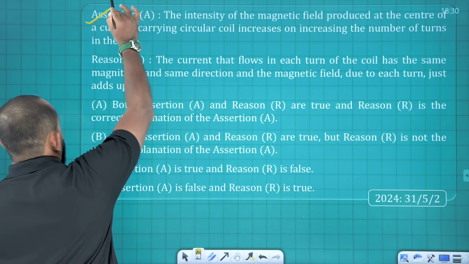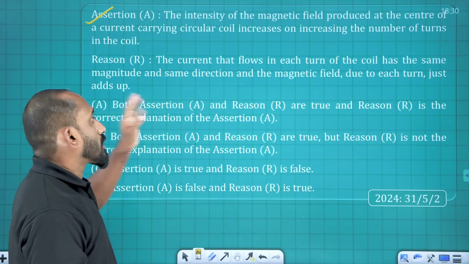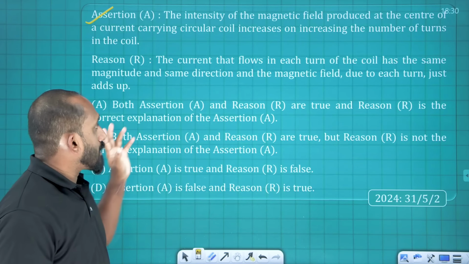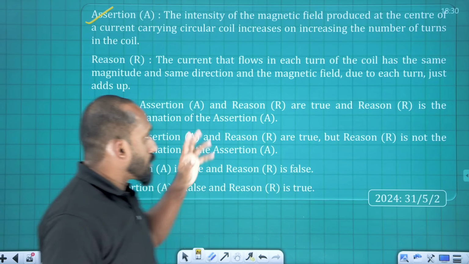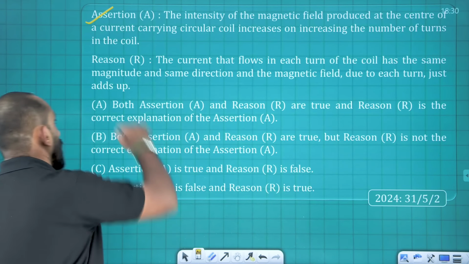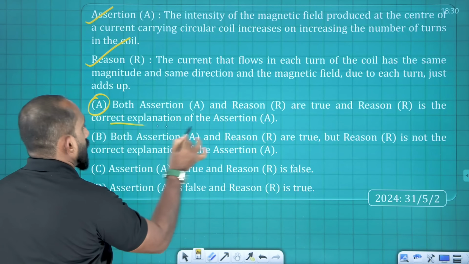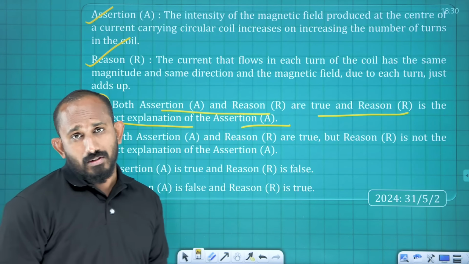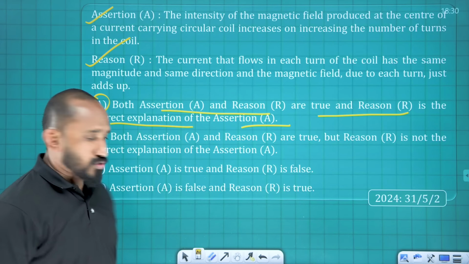Reason: the current that flows in each turn of the coil has the same magnitude and the same direction, and the magnetic field due to each turn just adds up. Exactly correct. So A, both are correct, and the reason is the correct explanation of the assertion. Let's take the next question.